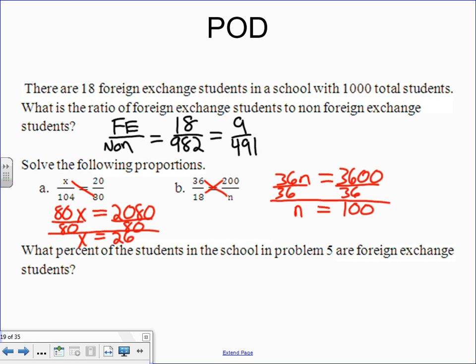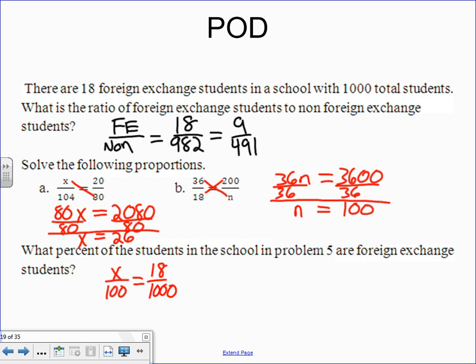Okay, and the last one there, what percent of the students in the school in problem 5, it should be the first problem there, problem 5 is a misprint, are foreign exchange students. Okay, so I'm looking for the percent, which I don't know, but I know my percent is always over 100. Okay, 18 is my part, 1,000 is my whole. Okay, there's 18 foreign exchange students, that's part of the 1,000.